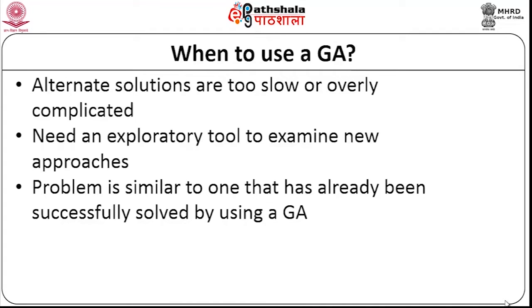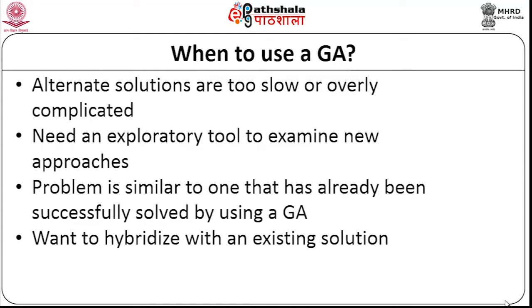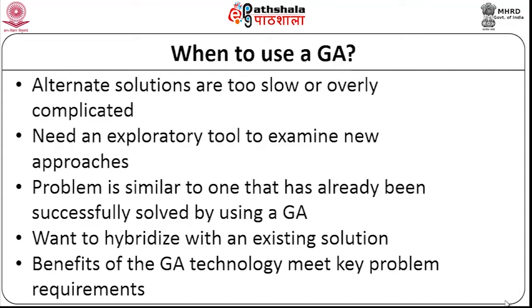If the problem you have is similar in some way to a problem that has already been solved using a genetic algorithm, then that is a good place to use one. If you have a solution and want to find a hybrid solution to your problem, it is good for hybridization. And whatever benefits of GA technology suit your requirements, that is also a place for using GA. We will see what the benefits of GA are later in this module.